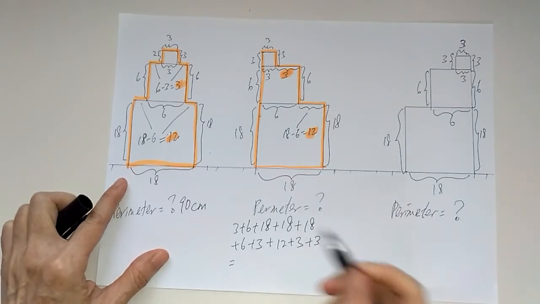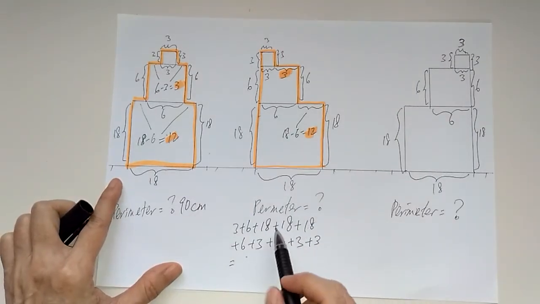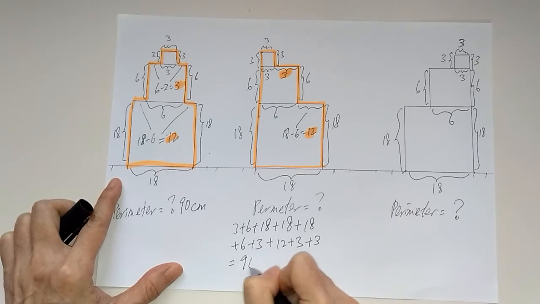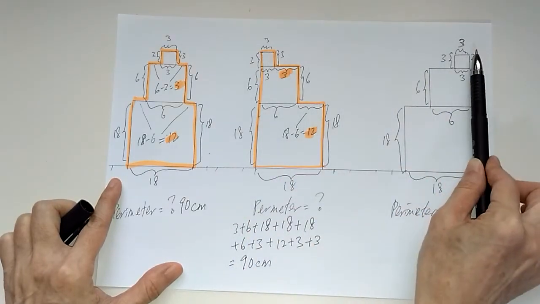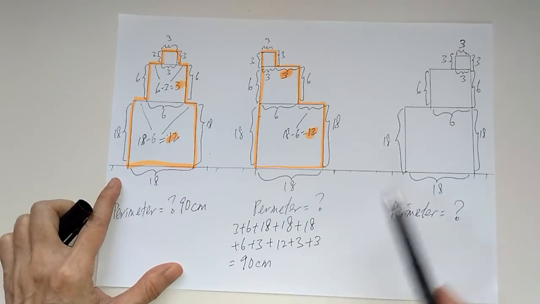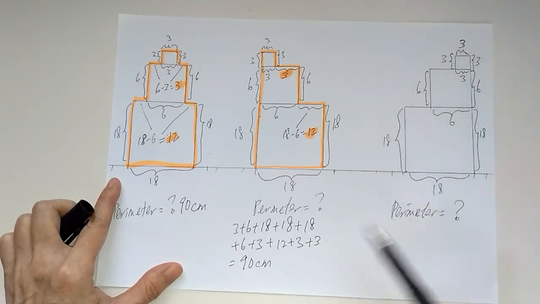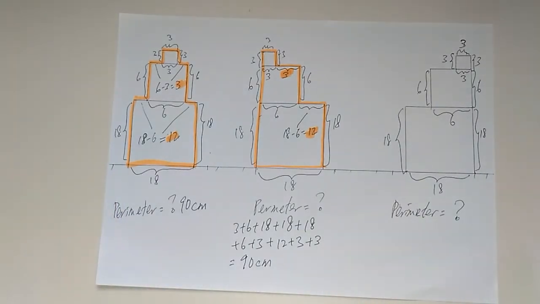So what will be the answer? The answer will be 90 as well. Should be 90. 18 plus 18, 54, and then 90 cm. You can also move it to the right if you want to. Same way of doing to find the perimeter, so the answer will be the same as well.